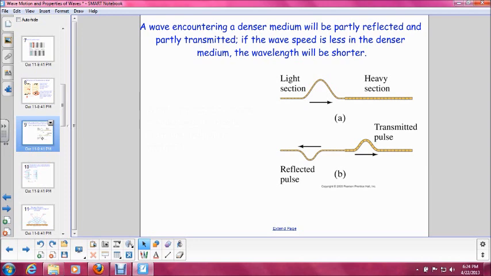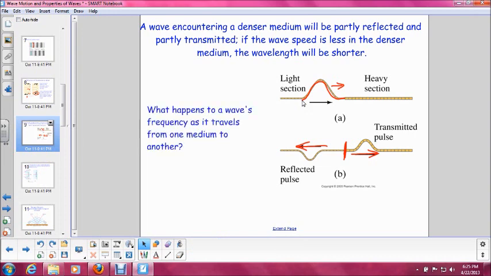So a wave encountering a denser medium, something that is more dense, has more mass per volume, will partially be reflected back, but partially be transmitted. So, if we have two ropes and we glue them together, and I have a light rope and a heavy rope, once this wave pulse gets to the heavy rope, part of that energy moves on through the heavier rope, but part of it gets reflected back. The energy gets split.